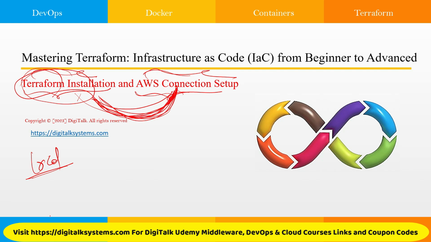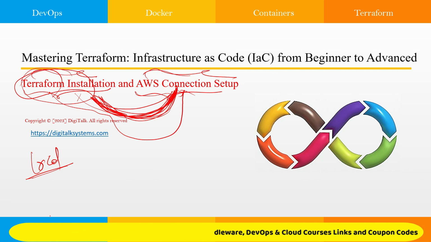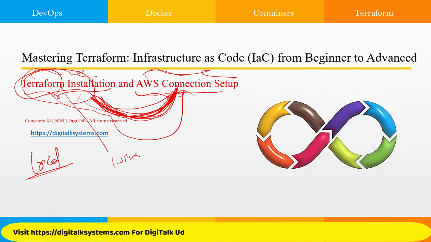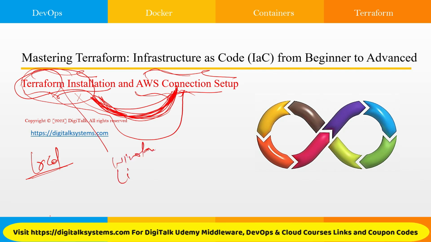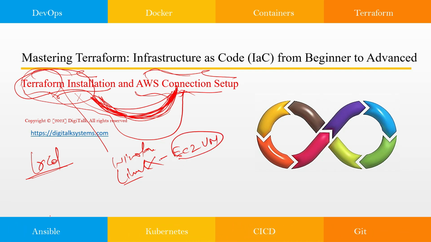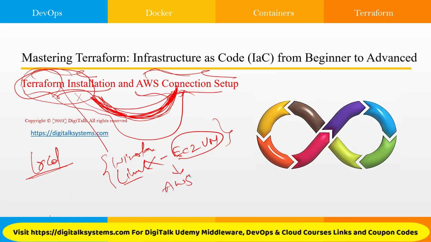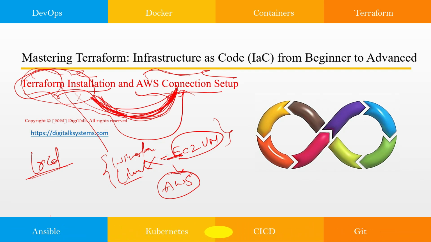Once you have a connection set up in place, or you can say the authentication and authorization in place, then your Terraform code can reach the AWS cloud. So we have two parts. The very first thing is Terraform installation. I will show you how to install it on Windows, then I will show you how to install it on Linux machines as well. For the Linux machine, I will create one EC2 virtual machine on the AWS cloud and install Terraform there. Once the installation is completed, we'll move on to the AWS connection setup, to create the authorization between AWS and Terraform. We have some different methods for setting up the connections.